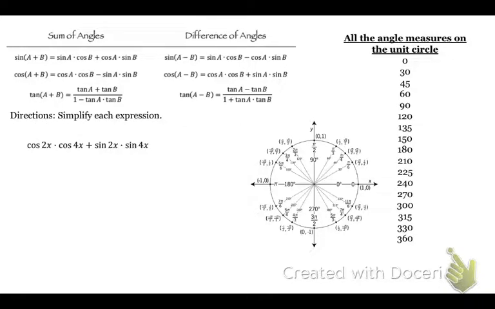These ones, same thing, but now we just have variables. We're not going to actually use our unit circle. So cosine 2x times cosine 4x plus sine 2x times sine 4x. That's this right here. So that's going to be cosine of 2x minus 4x, which is cosine of negative 2x. I should have put this in parentheses right there.